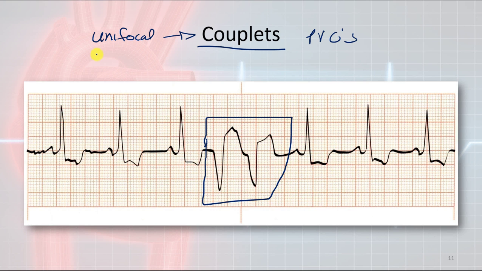What happens if they come from two separate ectopic foci? Then they would be multifocal couplet PVCs. Which one of those do you think would be worse? Well, the multifocal would be worse because now you have two ectopic foci in the ventricles that are irritated.